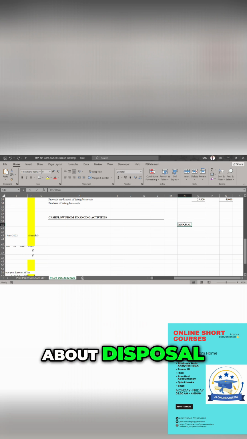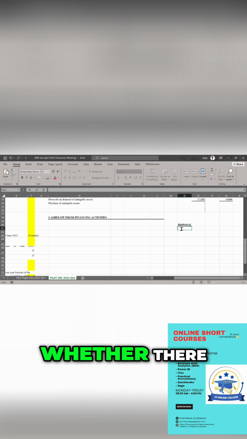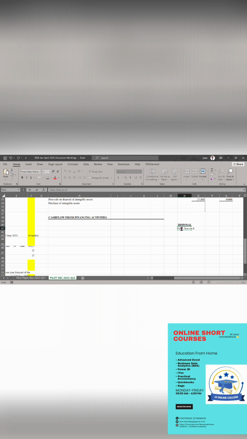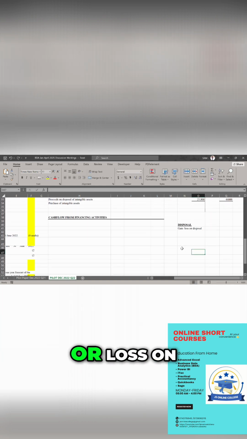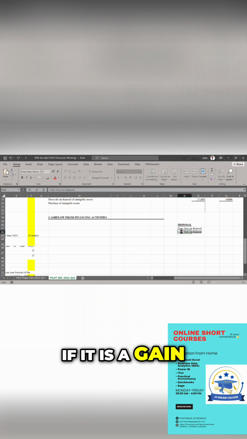When you talk about disposal here, how do you know whether there is a gain or loss on disposal? Now, let's remind ourselves. If you want to know whether there is a gain or loss on disposal, what do you compare? For you to know that there is a gain on disposal, you have to know that we are comparing two things. We are comparing the net book value of that asset vis-a-vis the proceeds on disposal.